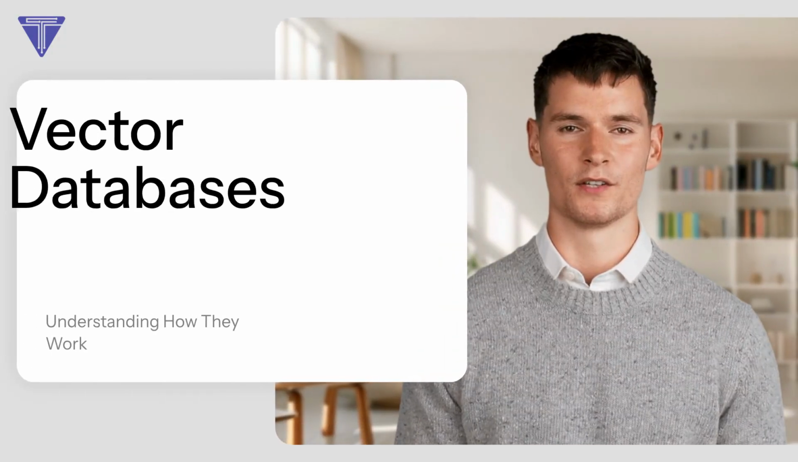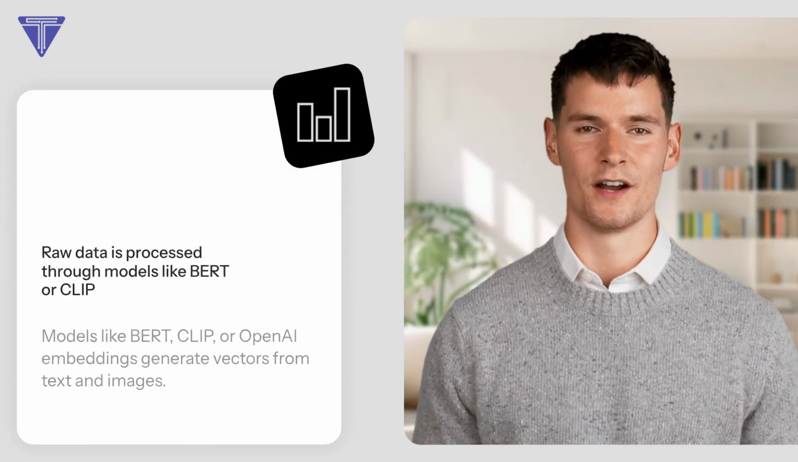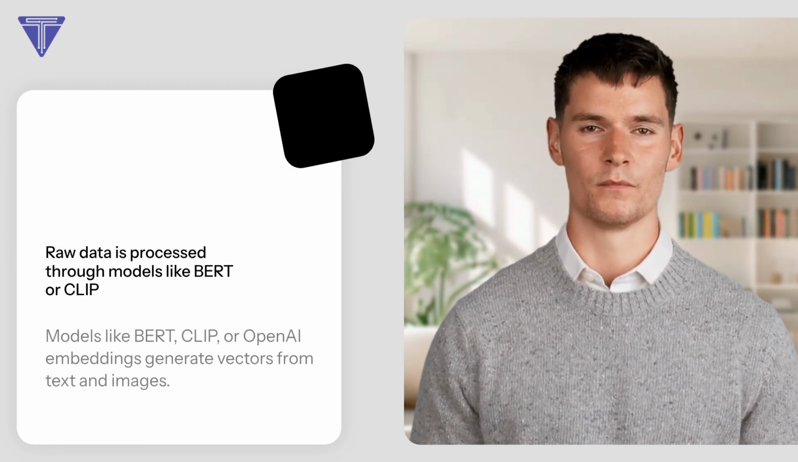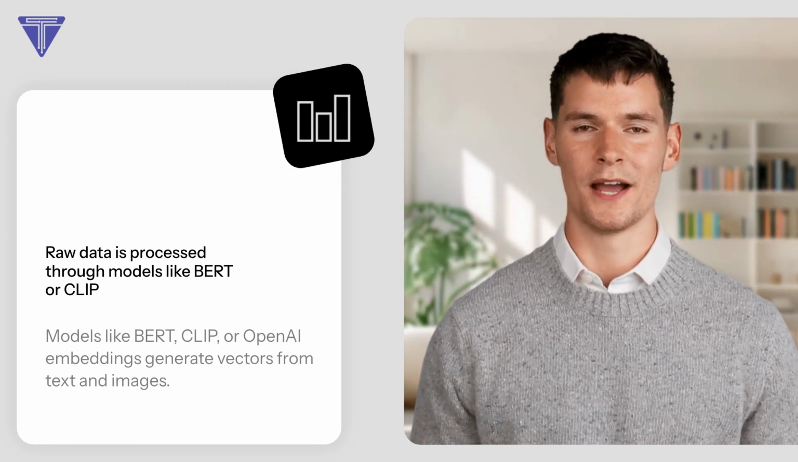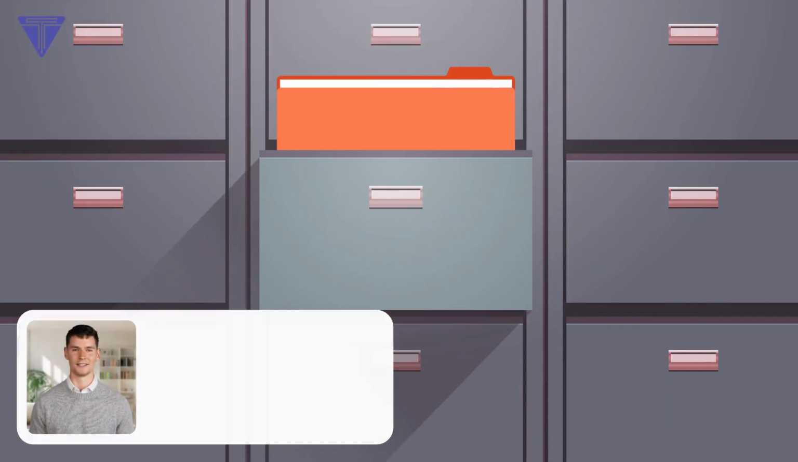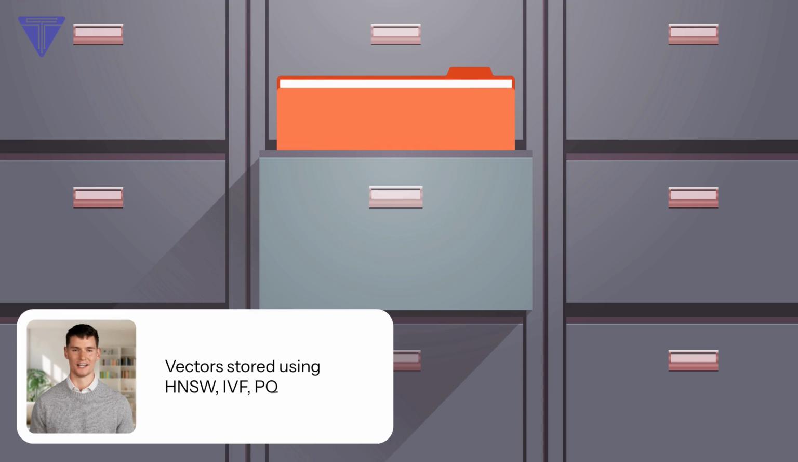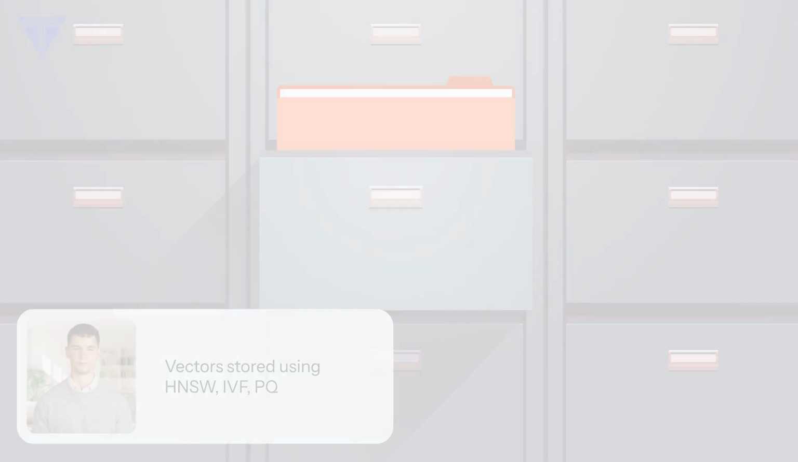How vector databases work. Here's a quick technical breakdown. Data encoding. First, raw data, text, image, etc., is passed through a model like BERT, CLIP, or OpenAI embeddings to generate vectors. Vector indexing. These vectors are stored in the vector database using a special structure like HNSW, IVF, or PQ to allow fast search.